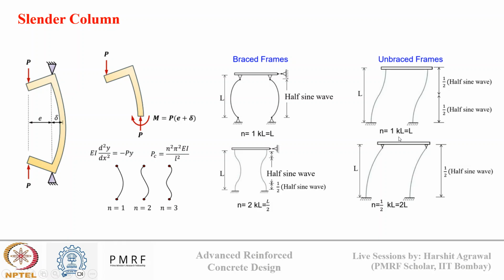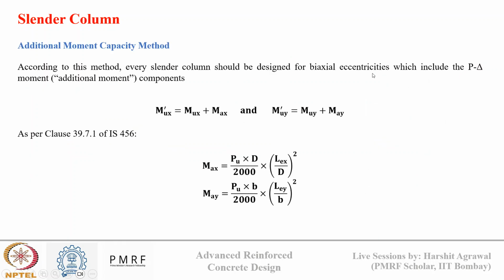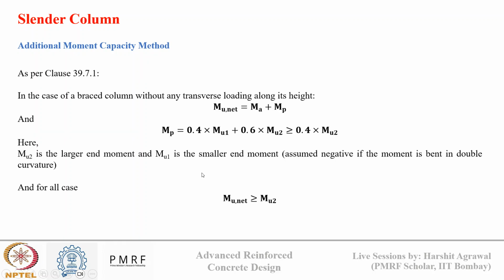This lateral drift effect is generated due to the lateral displacement of the frame in the unbraced condition. Okay. Now for designing such a column, we talked about the additional moment capacity method, according to which the net moment is the moment acting on the column plus the additional moment generated due to slenderness. And based on clause 39.7.1, we saw how the slenderness ratio can be quantified in different directions.